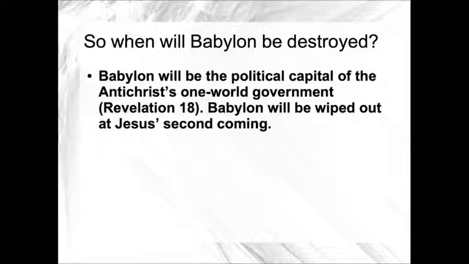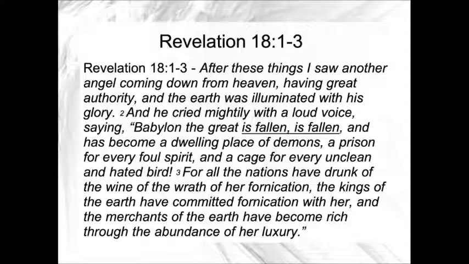And I'll read you the verses here. After these things, I saw another angel coming down from heaven, having great authority, and the earth was illuminated with his glory. And he cried mightily with a loud voice, saying, Babylon the Great is fallen, and has become a dwelling place of demons, a prison for every foul spirit, and a cage for every unclean and hated bird. For all the nations have drunk of the wine of the wrath of her fornication, and the kings of the earth have committed fornication with her, and the merchants of the earth have become rich through the abundance of her luxury. And so it says in Revelation 18, Babylon is going to fall again.